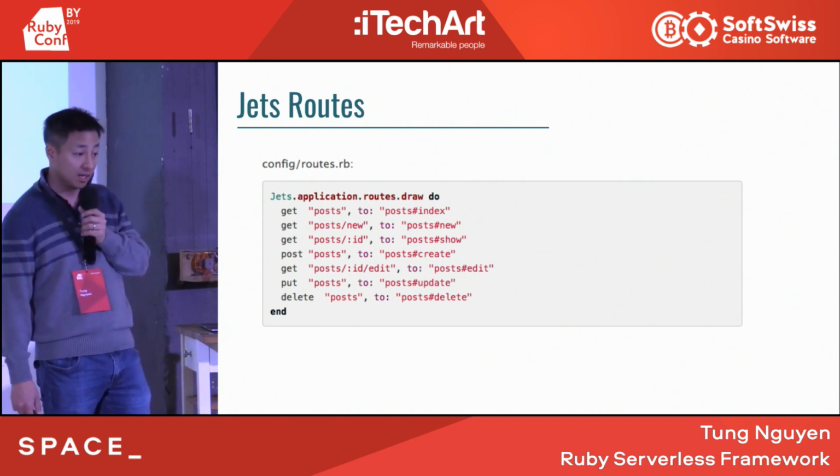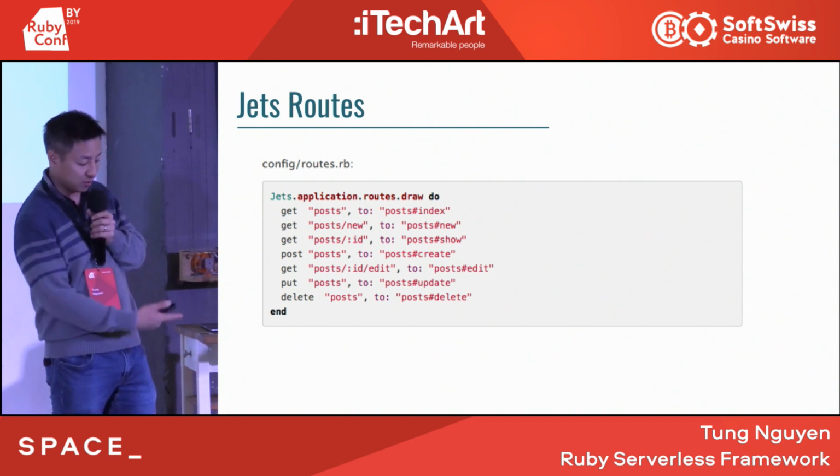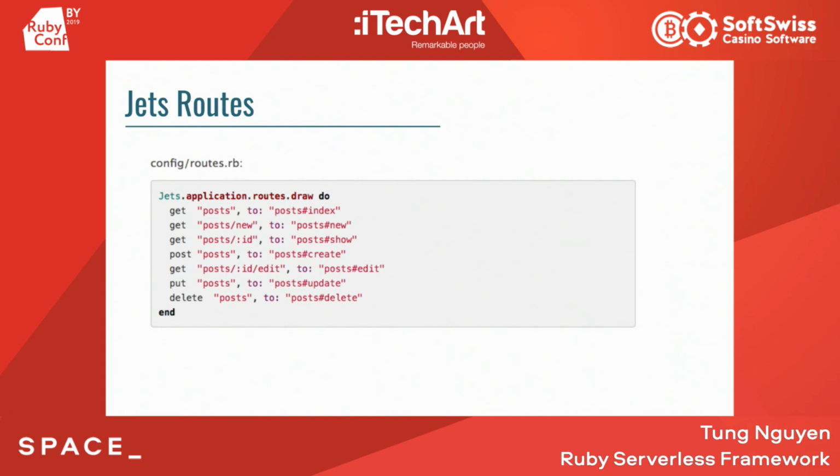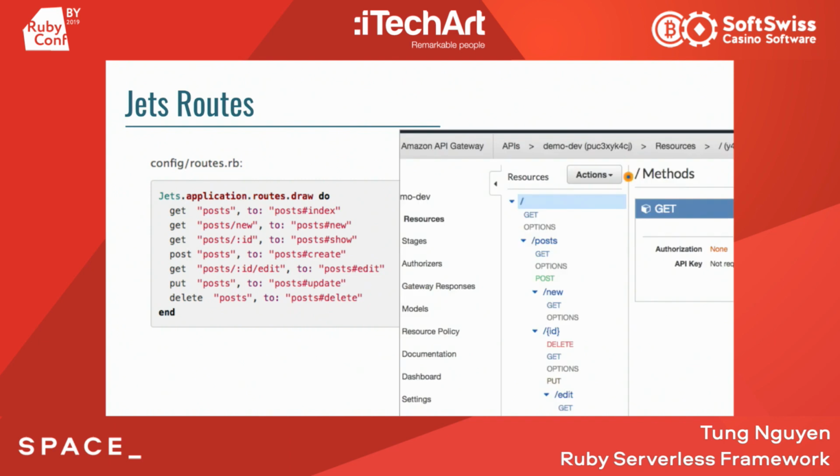There's a Jets routes file, and this Jets route file, there's the RESTful routes there, there's the get call, post call, and there's the URLs. Guess what that gets translated to? API gateway resources. It's a perfect mapping.